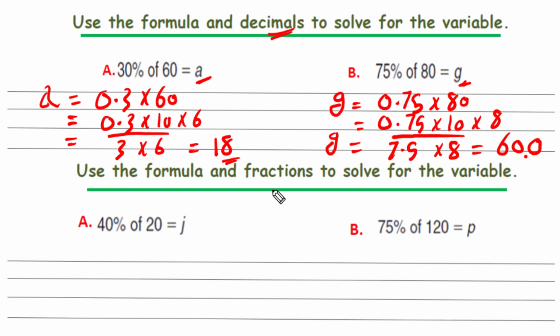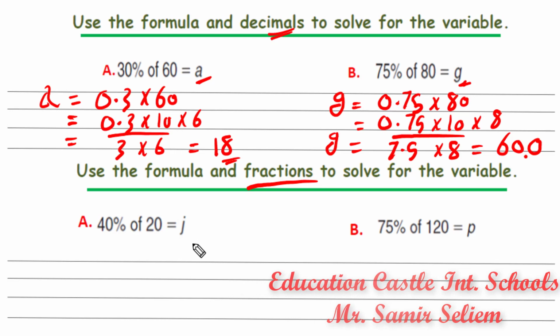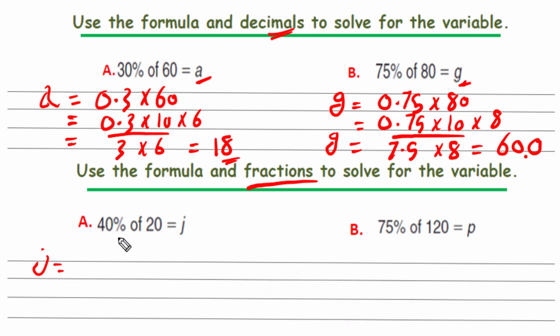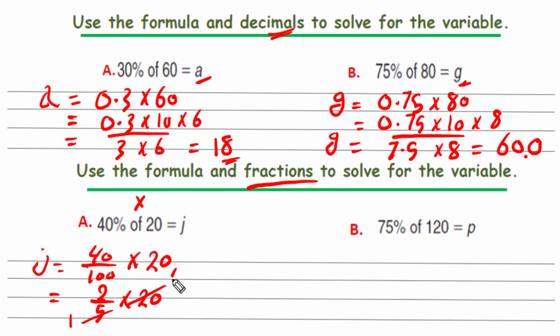Next, use the formula in the fraction to solve for the variable. We will use the fraction form. 40% of 20 is equal to J. Now we can write 40% as 40 over 100 times 20. Don't forget of means times. Now ask yourself, what's the fraction form of 40 over 100? It will be 2 over 5. You can simplify. Times 20. 20 is divisible by 5 equals what? Equals 4. Now we get 2 times 4 equals 8 in the simplest form.